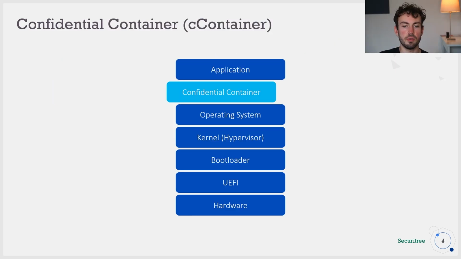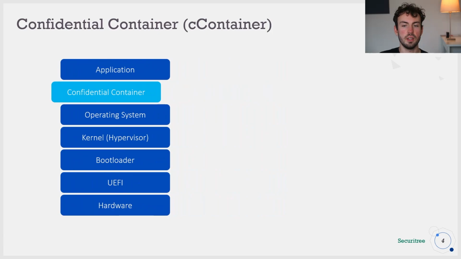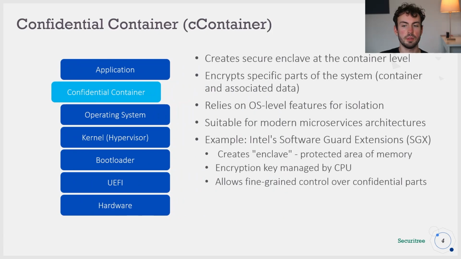Now let's shift our focus to confidential containers, or C containers. These operate at a different level of the stack, creating a secure enclave at the container level. Unlike CVMs, which encrypt an entire virtual machine, C containers typically encrypt specific parts of the system, usually just the container itself and its associated data. This more targeted approach can lead to better performance, but it also means that the security boundary is drawn differently.